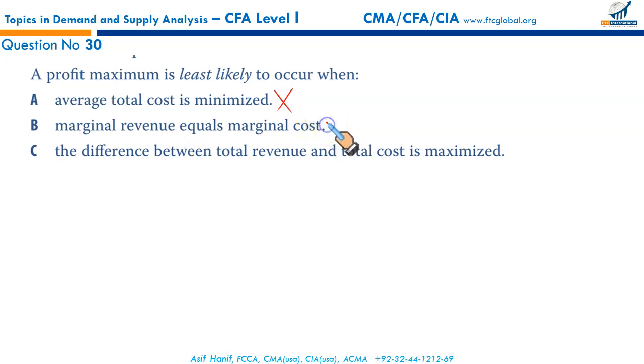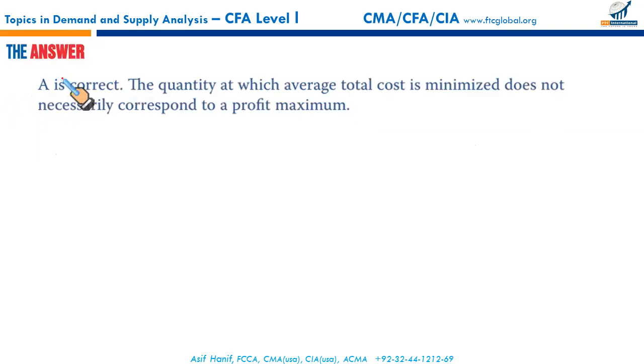So this is where the profit would be maximized. The difference between the total revenue and the total cost is maximum. This is also where the profit is maximized. So B and C are maximum profits, and the least likely option is A. Clearly, it's the odd man out, and hence the right answer.